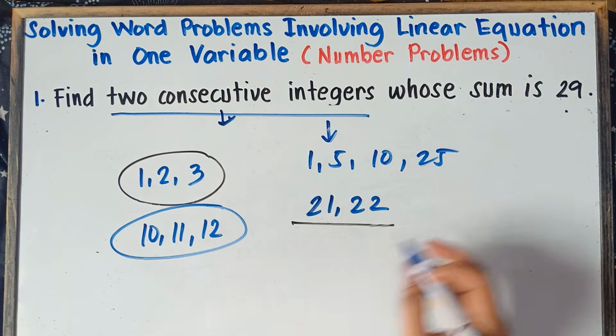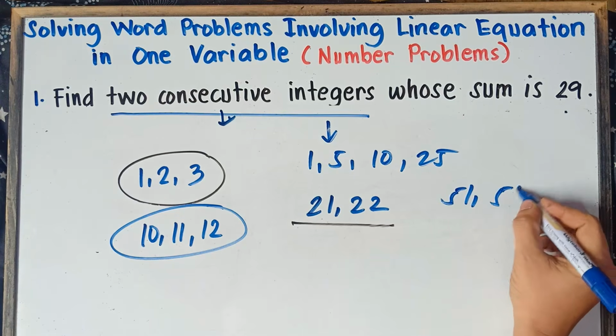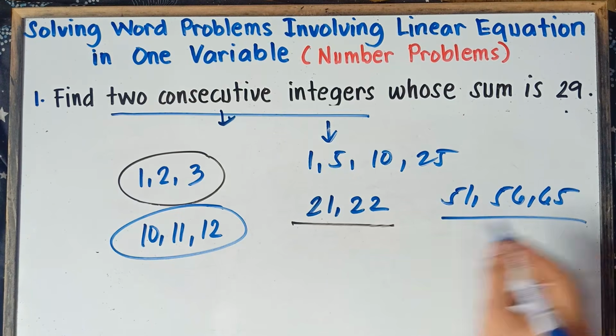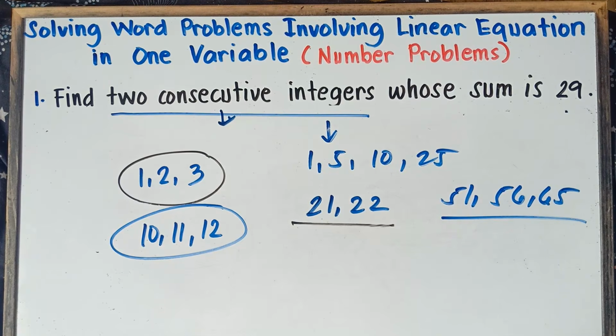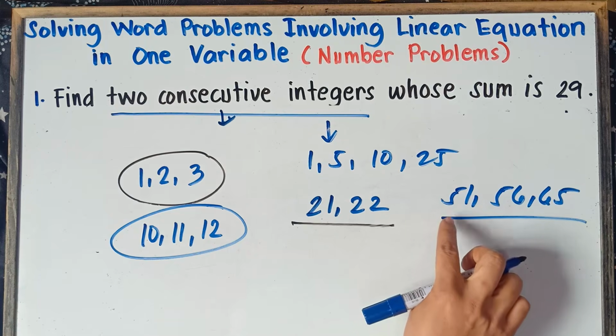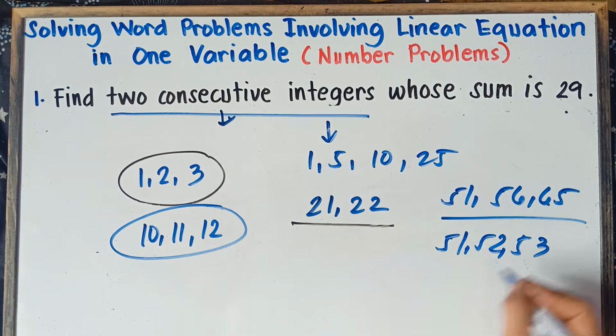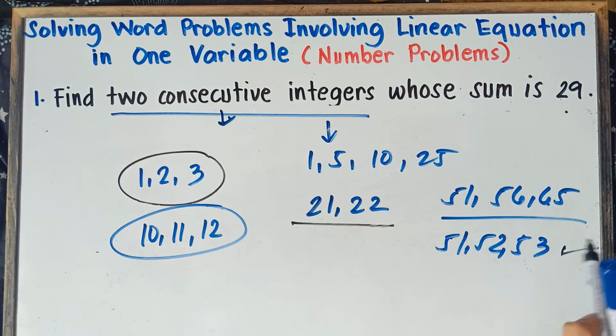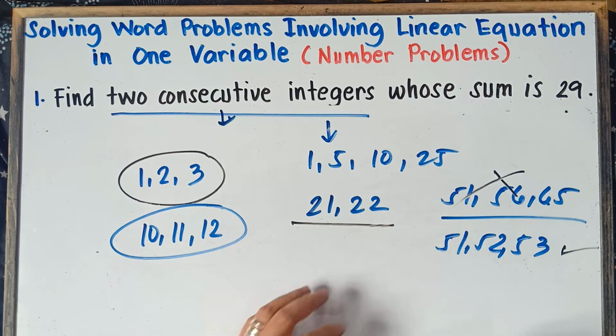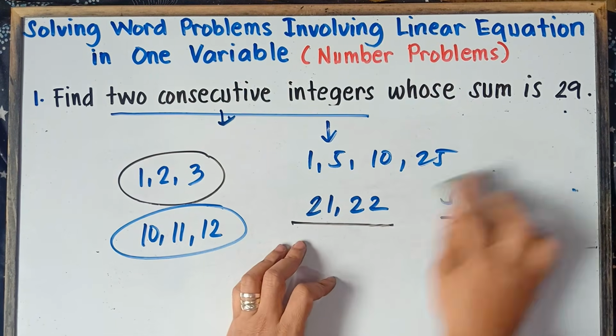Another example, if I say 51, 56, and then 65, can we call this consecutive integers? Nope. You can never call that consecutive integers because the numbers are not one after another. The next number after 51 should be 52, and then it should be 53. So these are consecutive integers, but this one is not. I hope it's clear with regards to consecutive integers.